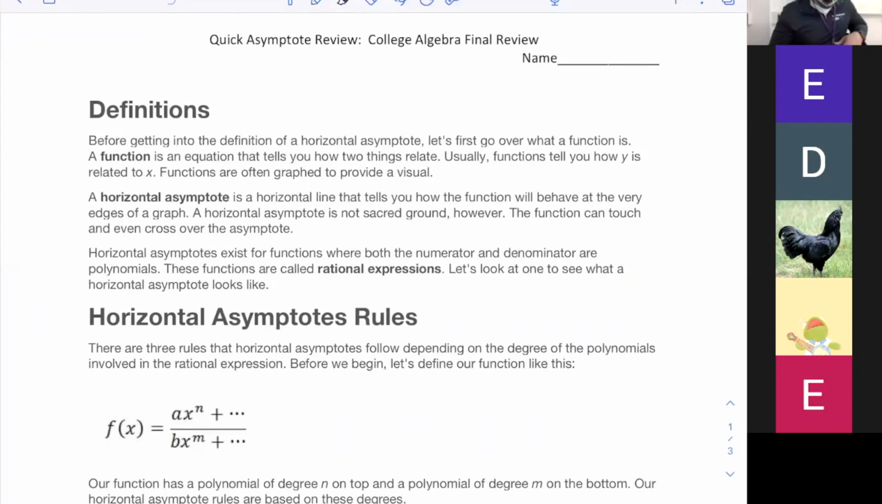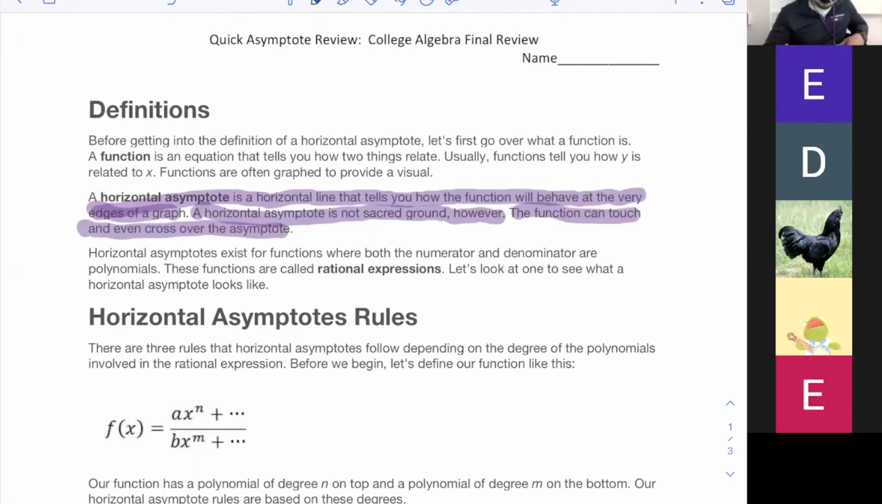So a horizontal asymptote is a horizontal line that tells you how the function will behave at the very edges of the graph, or for very, very large values and very, very small values. A horizontal asymptote is not sacred ground, however. The function can touch and even cross over the asymptote.